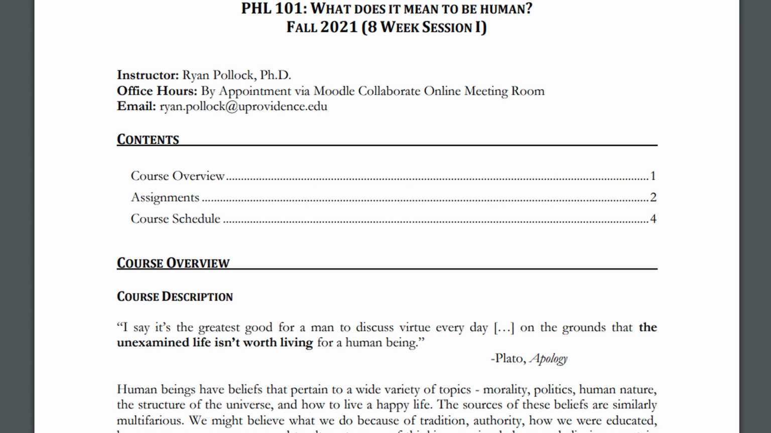For this reason, I want to emphasize that there is a real flesh and blood person teaching this class, namely me, and that I will be present in the class and want to make myself available to address any concerns that you may have. So, if you have questions about anything at any time during this class, then the best way to get in touch with me is through email. You can see that my listed email address is ryan.pollock@uprovidence.edu.